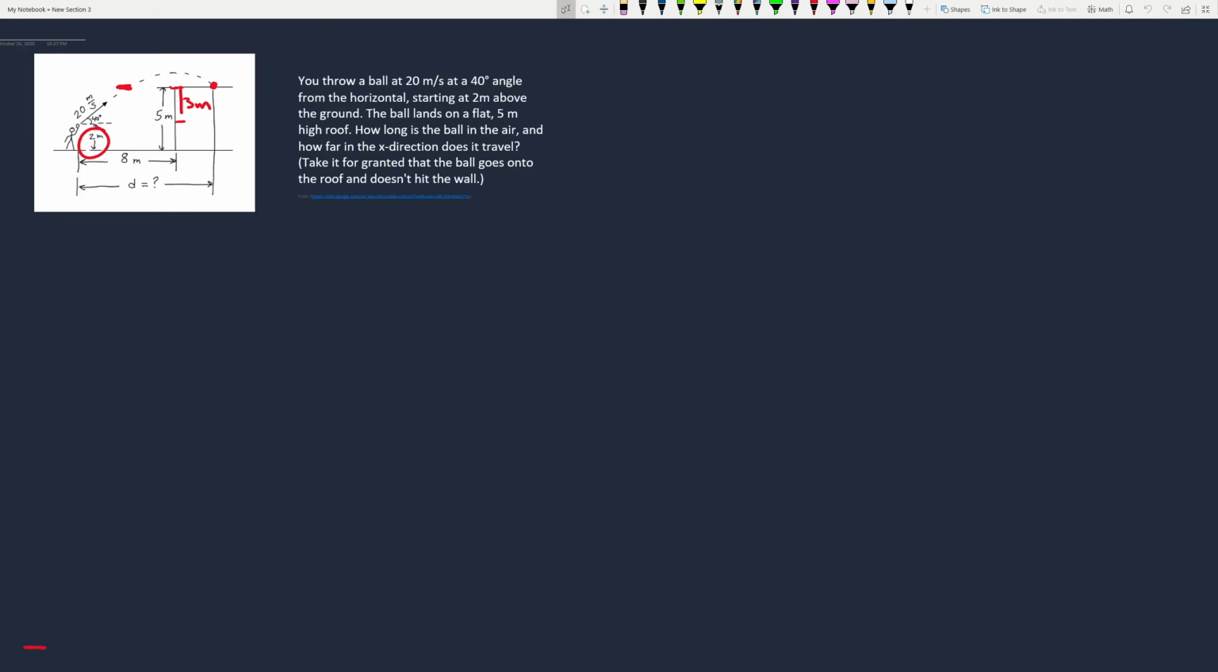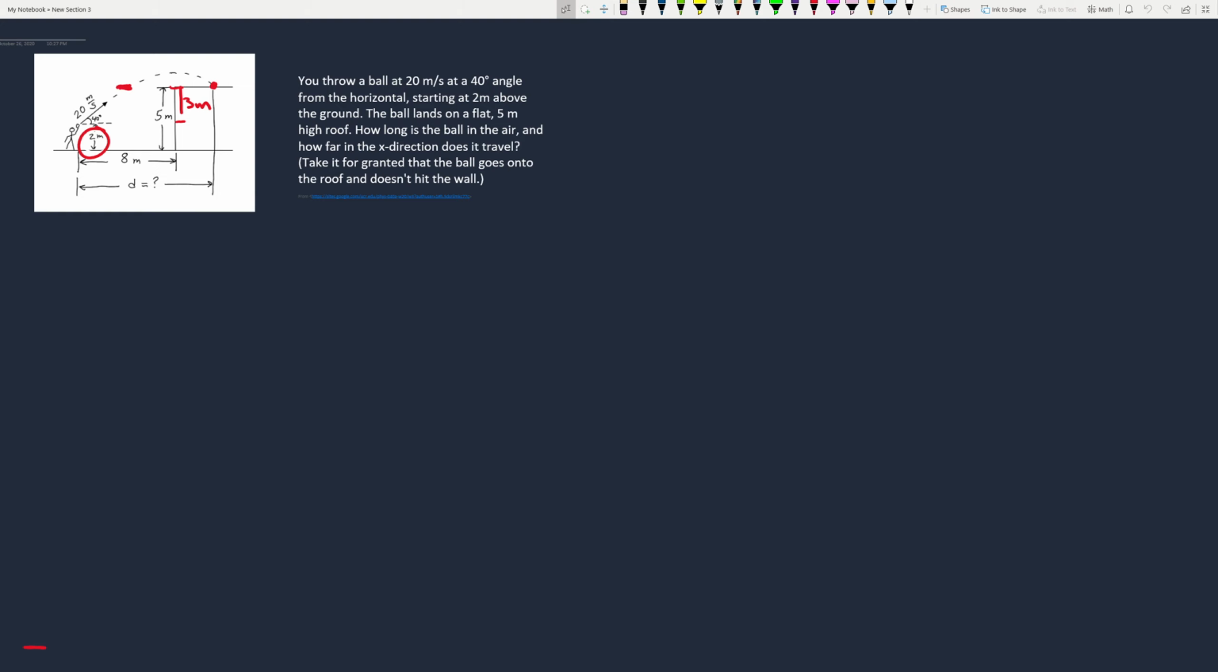Alright guys, so this is video assessment number 3C. The problem states you throw a ball at 20 meters per second at a 40-degree angle from the horizontal, starting at 2 meters above the ground. The ball lands on a flat 5-meter high roof. How long is the ball in the air and how far in the x direction does it travel?